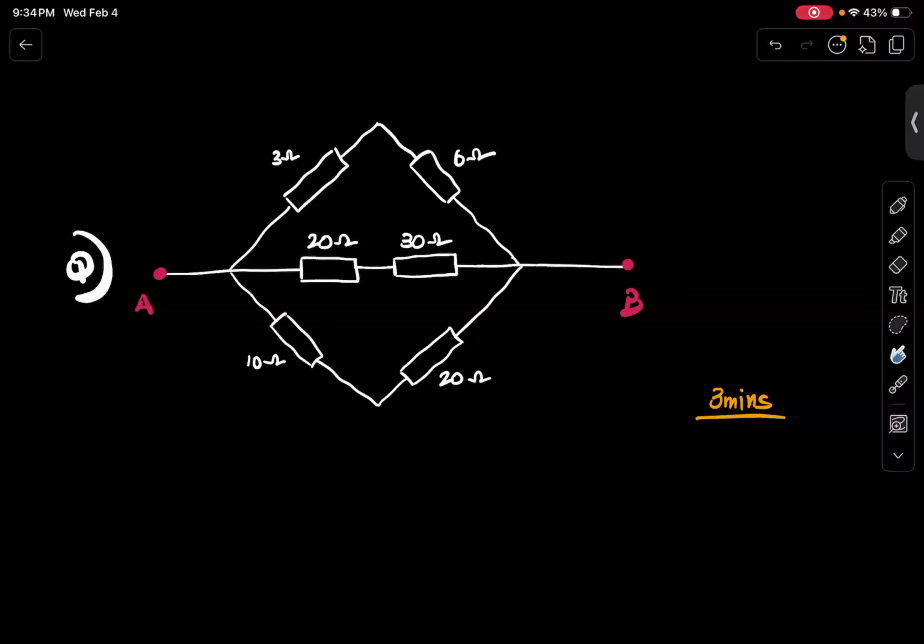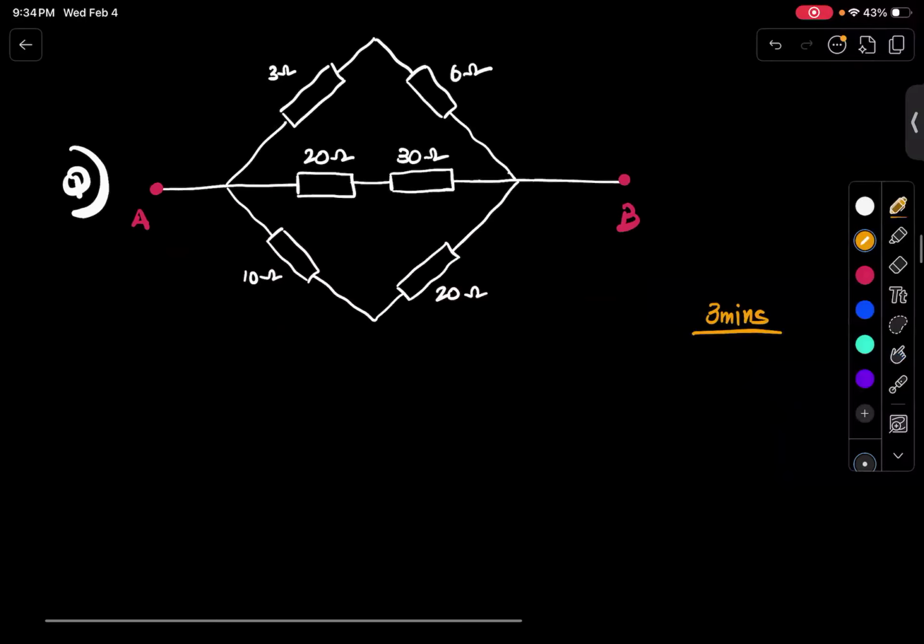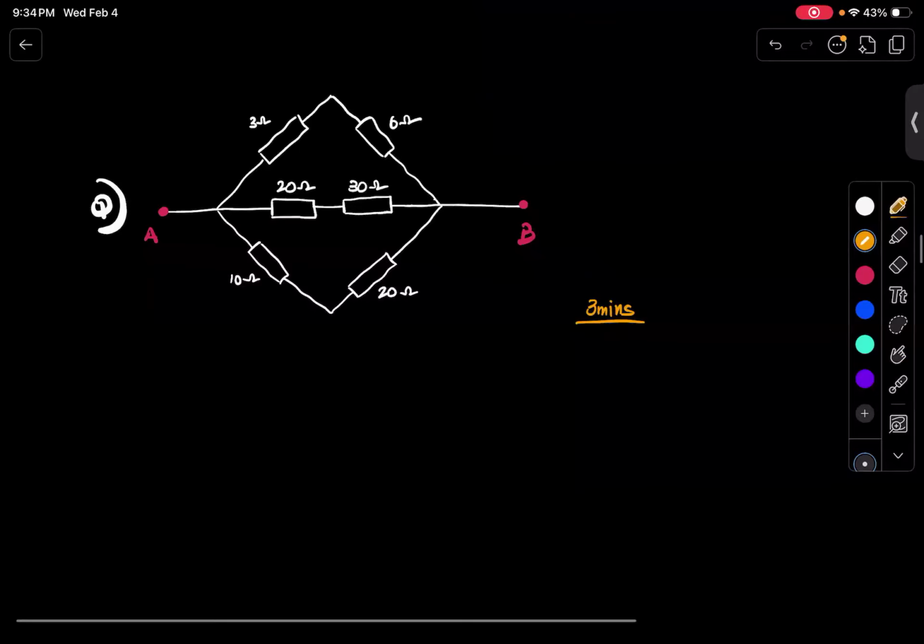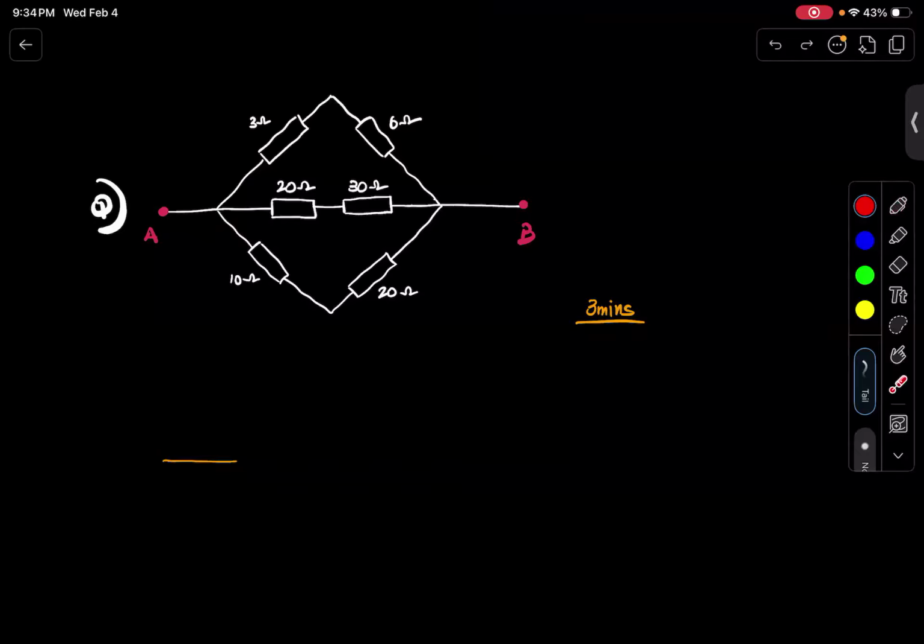Okay, let me write down the answer. First of all, you can make the question much simpler by redrawing it and simplifying the series ones. This 3 and 6 are basically in series with each other, so they're effectively just one 9 ohm resistor. What about the ones in the middle? They're also in series with each other, so their total resistance is 50. This is just a 150 ohm resistor.